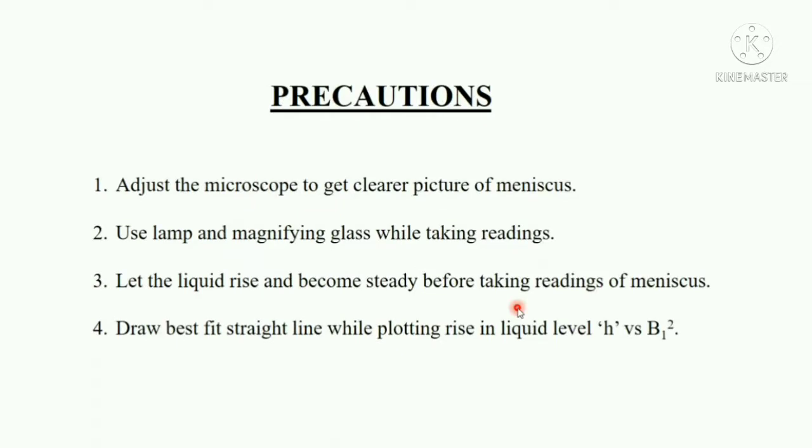Now the precautions. We have to adjust the microscope to get a clearer picture of the meniscus and adjust the crosswire exactly on the meniscus. After focusing the microscope and adjusting the crosswire, while taking the readings of the vernier and main scale, use a lamp and magnifying glass. It will give you a clearer view, and it will be easy to take the readings. And let the liquid rise and become steady before taking readings of the meniscus.